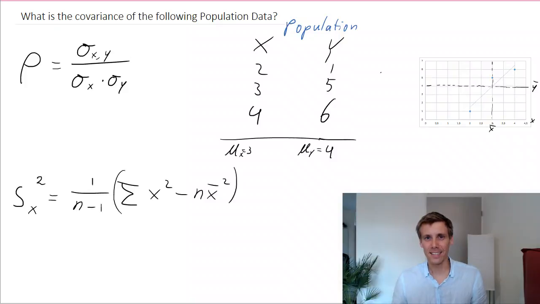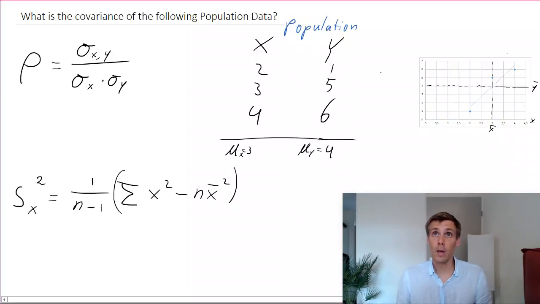Yes, I have an exercise for you. The question will be, what is the covariance of the following population data? You have 3 points: the point 2, 1, 3, 5 and 4, 6. Hey, it's exactly the same data as the last example.